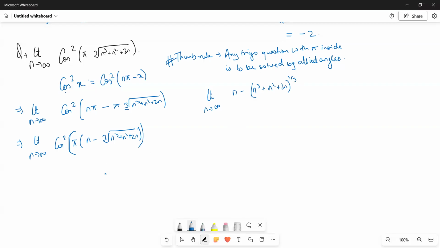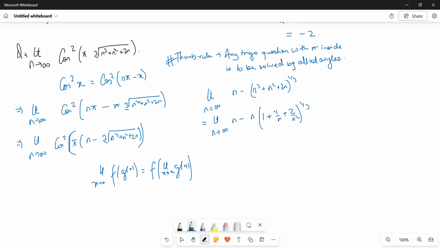The reason I say this is because of the property that we had done: limit x tending to a of f of g x becomes f of limit x tending to a of g x. So the cos square goes outside and the limit shifts inside. We can just evaluate the limit of the inside part, and whatever value comes, back substitute. So this is limit n tending to infinity n minus n, taking the highest power common, 1 plus 1 by n plus 2 by n square to the power 1 by 3.